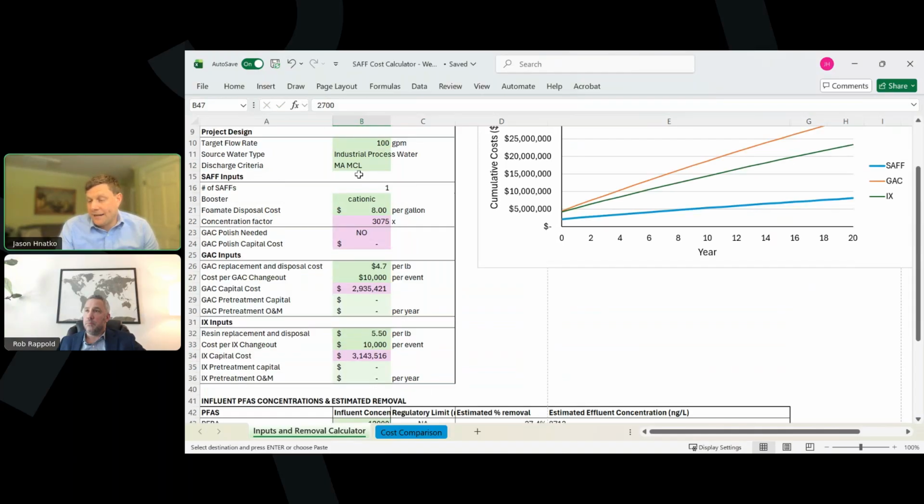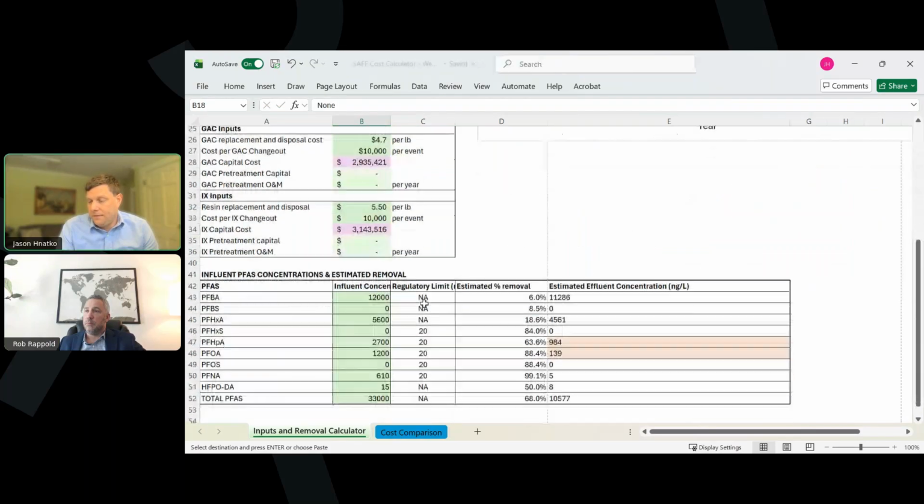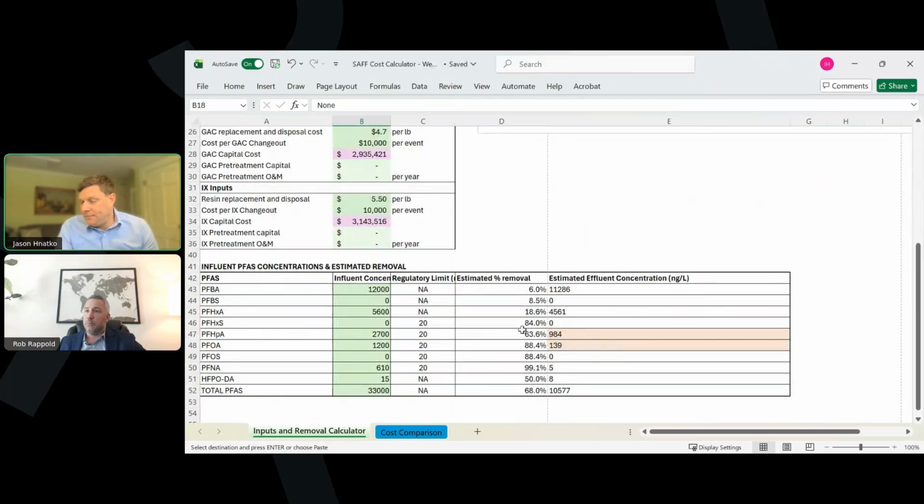So if we go back to the no booster scenario and we look at PFHPA, you see PFHPA with no booster, the removal is down at 65%. So we're not really getting a great job removing it without a booster. And that 1,000 nanograms per liter is really driving your need for additional treatment. Whereas using the cationic surfactant, we can increase our removal rates and eliminate the need for that carbon polish.